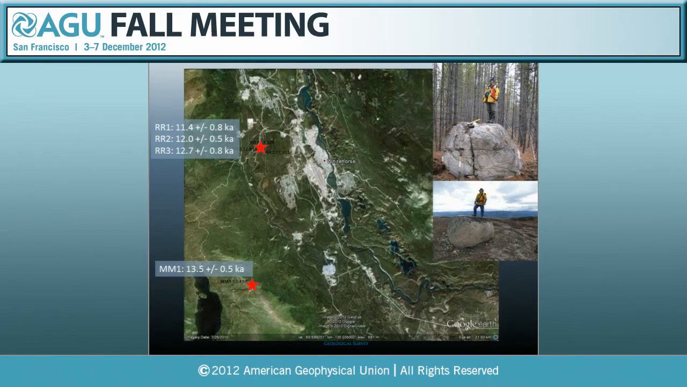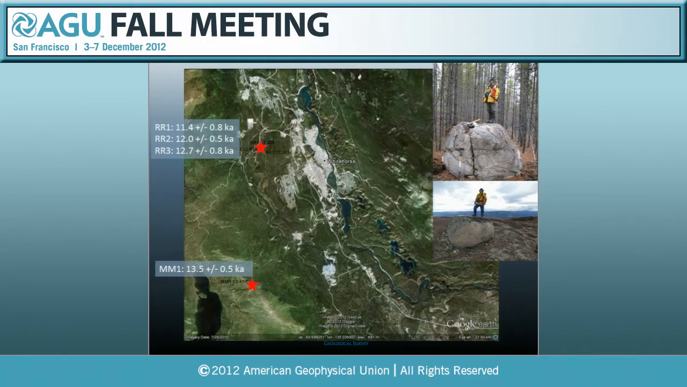We also sampled one boulder here at a higher elevation. This is about 600 meters higher than the city itself, which is located in the valley bottom. And it came back with an age of about 13,500 years ago. So based on that, we can assume there was an ablation rate, or a decrease in the ice surface elevation, of about 40 centimeters per year over a 1,500-year period or so.